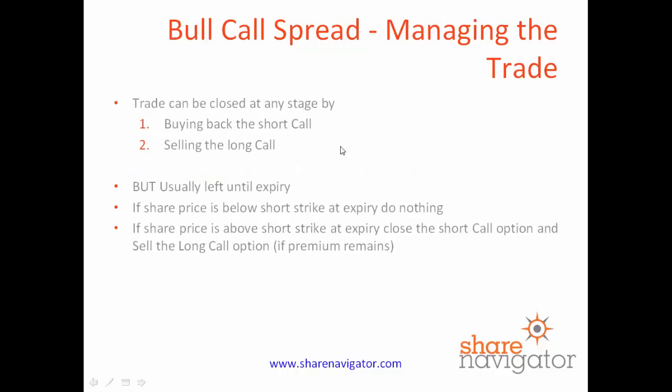Managing the trade. So let's say we get to the 18th of December. First thing is to note you can close back the trade at any stage by buying back the short call and selling the long call. So you can close the trade down very simply or do it as a combination. Usually these trades are kind of left to expiry. If the share price is below the short strike price at expiry, do nothing. If the share price is above the short strike at expiry, you got to close the short call option and sell the long call option. And again, if there's any premium at expiry in the long call option, you obviously sell that as well.